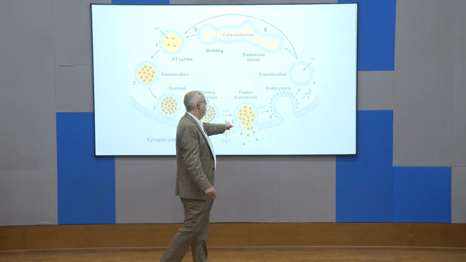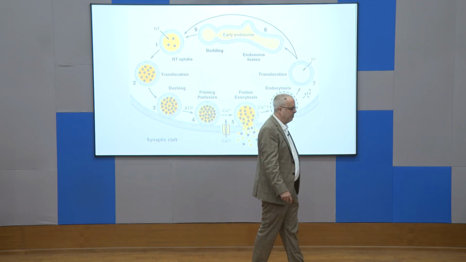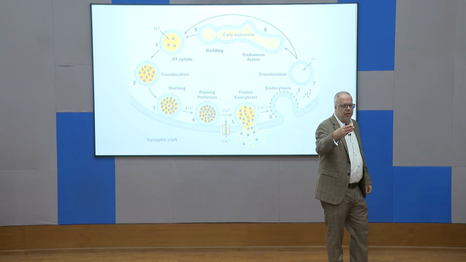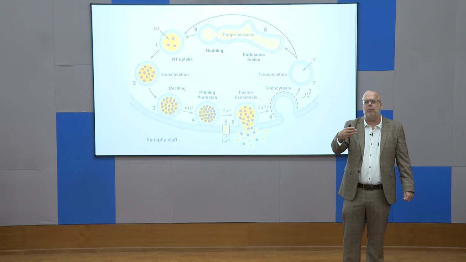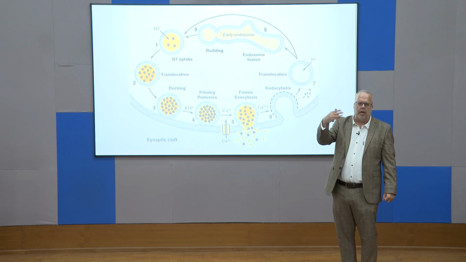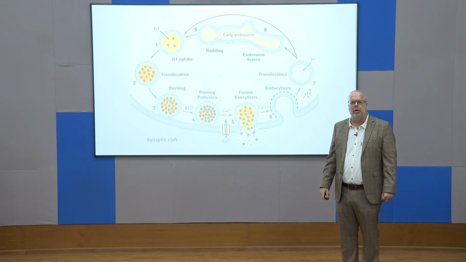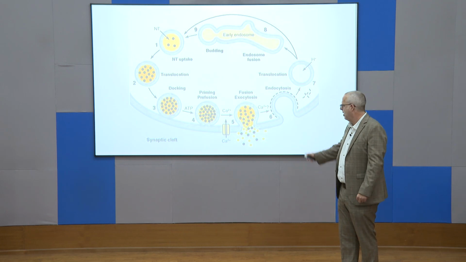So you can see this whole process spelled out for you. Each time an action potential occurs, this occurs very, very rapidly. Within a millisecond, that neurotransmitter now is released within the synaptic cleft itself.